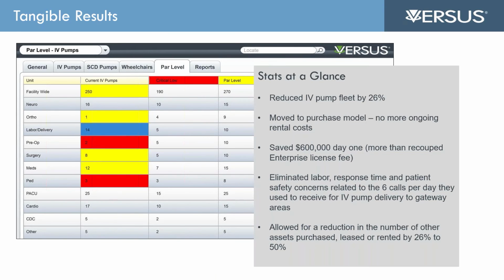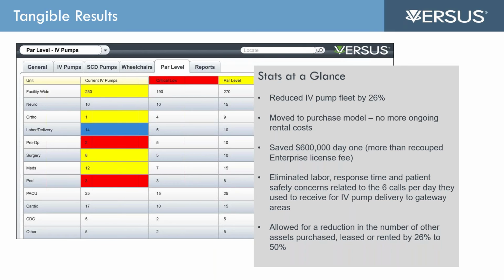And what was interesting is, through that design and desire and decision to move forward with an RTLS solution, they reduced the initial purchase of IV pumps by 26%. They stopped leasing and renting of equipment, specifically IV pumps. And from day one, based on that reduction of purchased amount and the leasing and renting, saved $600,000.